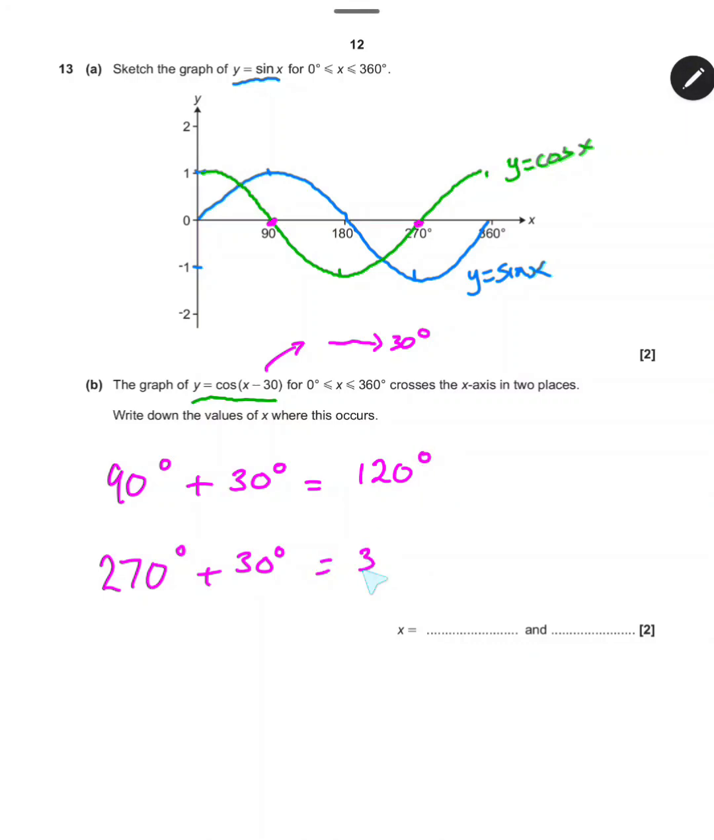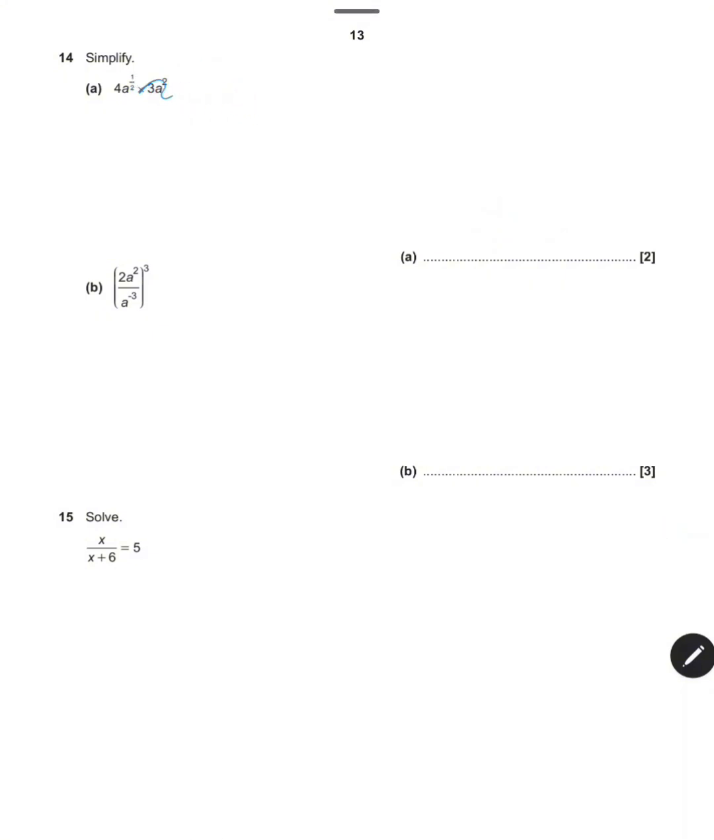Question 14, we've got some index work to do, so we're just going to multiply the 4 by the 3 here, and 4 times 3 is 12. And then we've got a to the power of a half multiplied by a squared, and when we're multiplying these we need to add the powers, so you get a, 2 added to a half is 2.5, you could have written 2.5 there if you prefer.